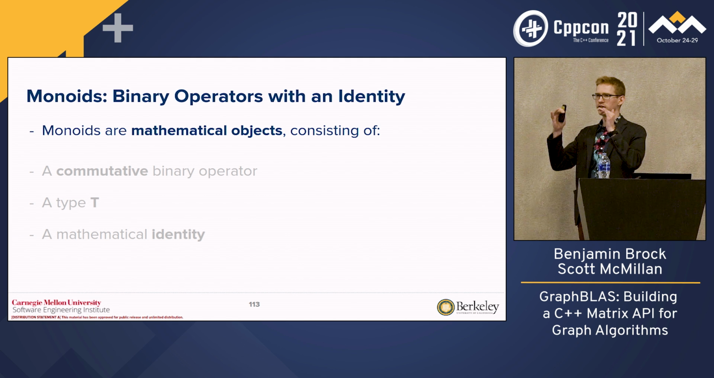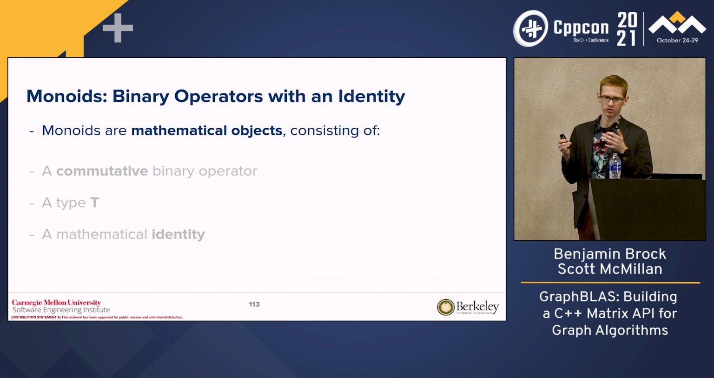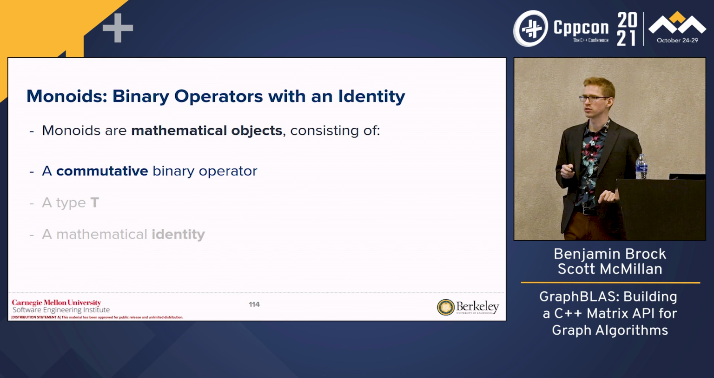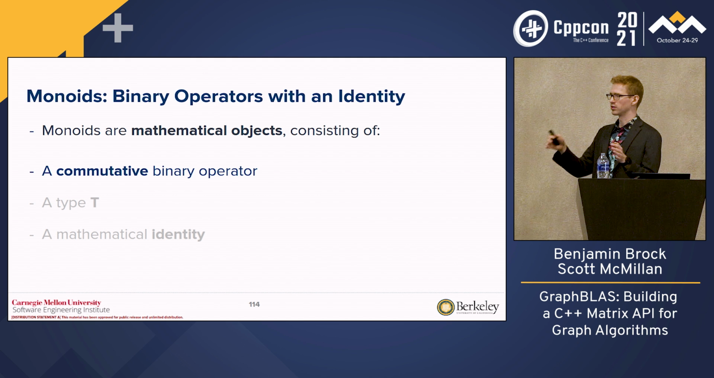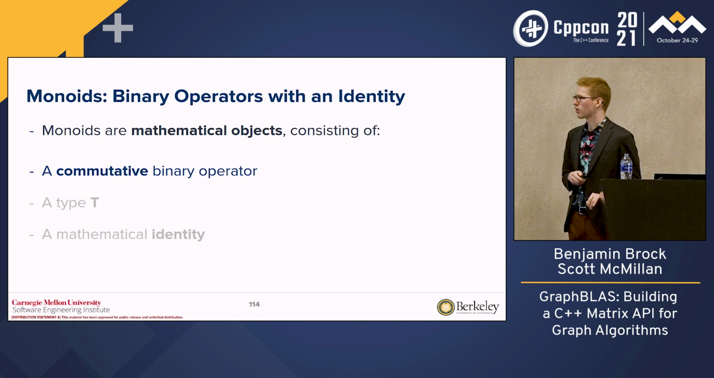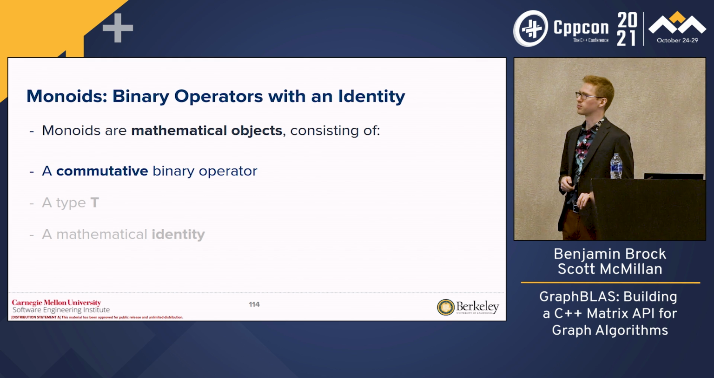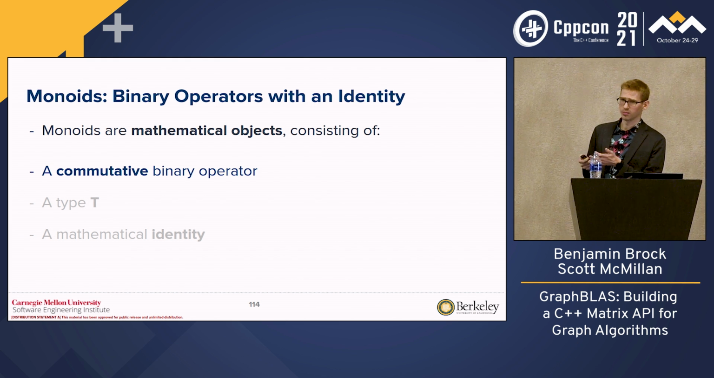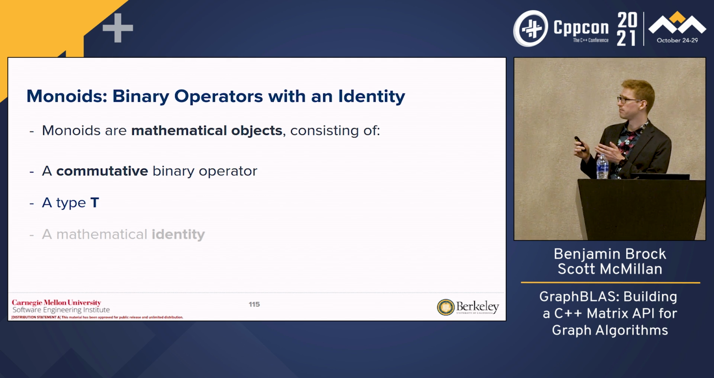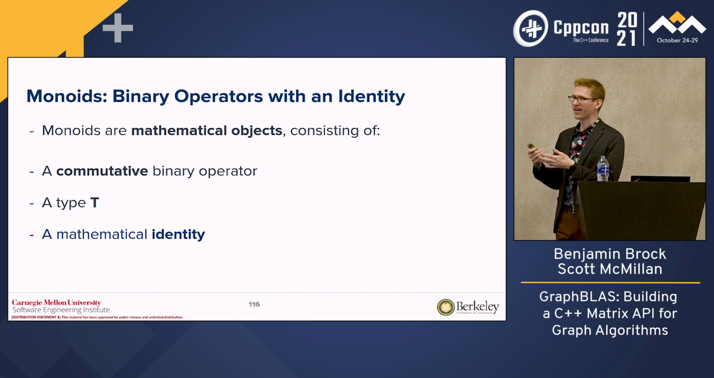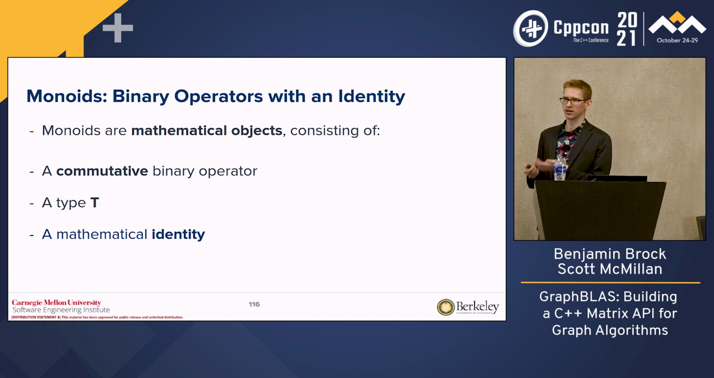Monoids are kind of an elevated form of mathematical or binary operators. They consist of the combination of three different things, at least in GraphBLAS. Monoids are a larger topic, and there are different kinds, but here I'm talking strictly about GraphBLAS monoids in the GraphBLAS math spec. They consist of a commutative binary operator, a type, which we call T, and then a mathematical identity, which is valid on that type.